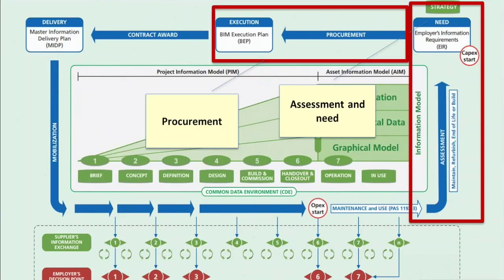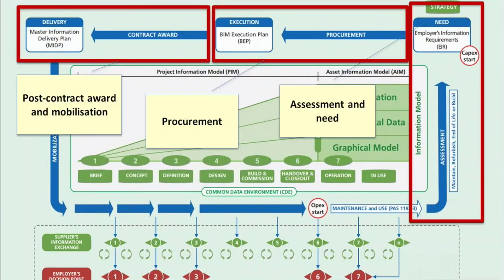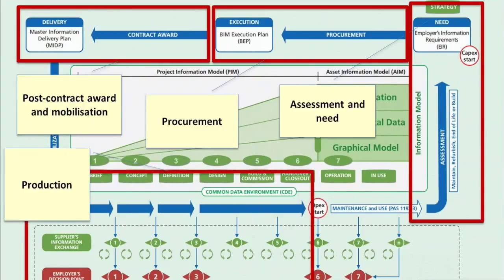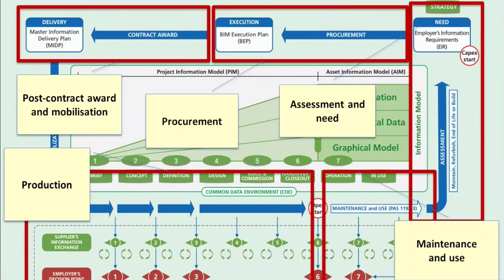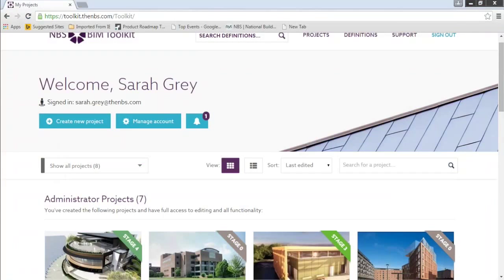So ultimately, the client is procuring digital information to help with the future management and maintenance of the asset, in addition to the physical asset itself. And this is a figure, or a diagram, sorry, that was taken from PAS 1192 Part 2. So let's see these things within the BIM Toolkit itself.